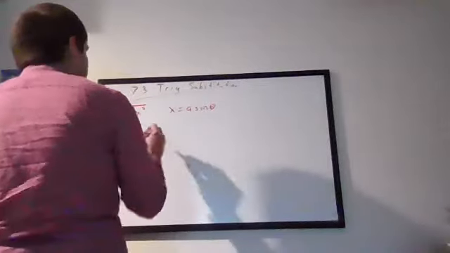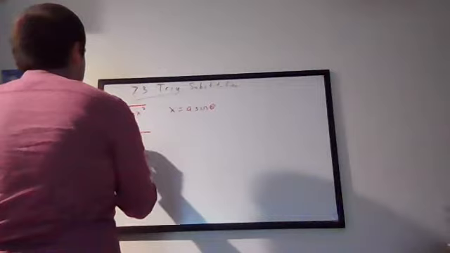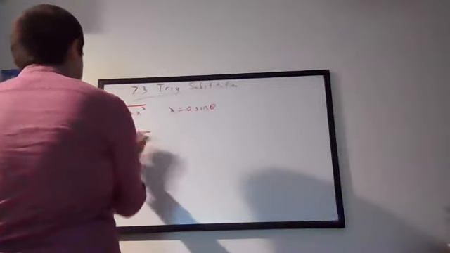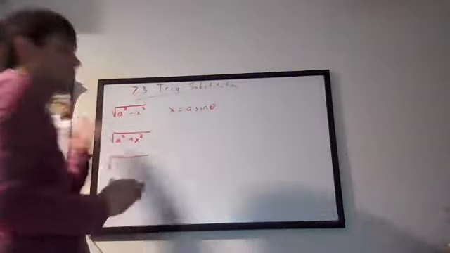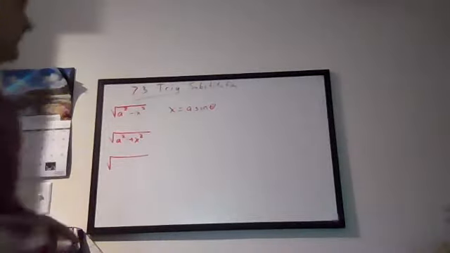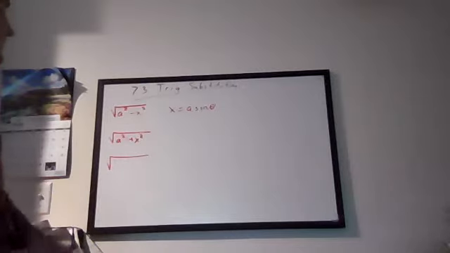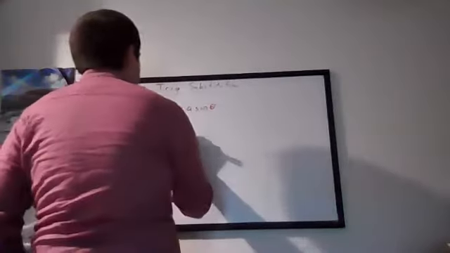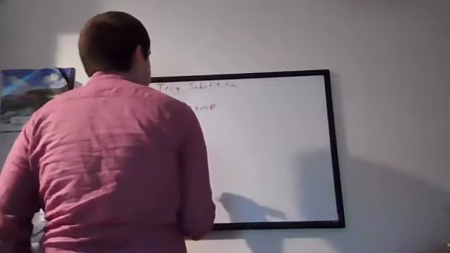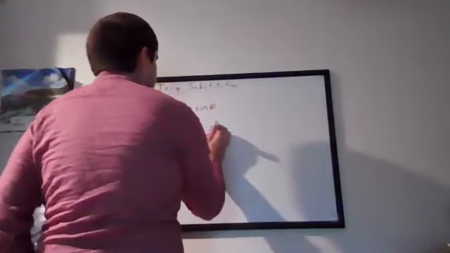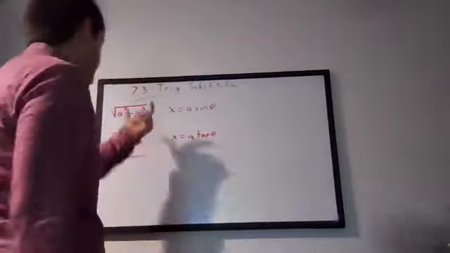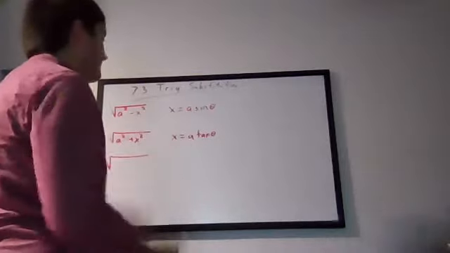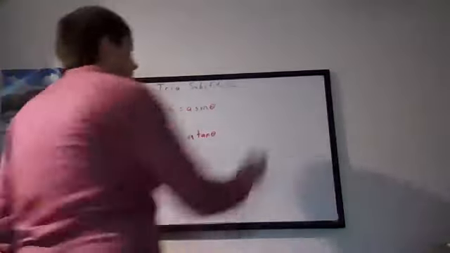Now, the next case is going to be if I have, maybe I'll write it the other way, a squared plus x squared, or x squared plus a squared, it doesn't matter. If I have this, then the trig substitution I need to use is x equals a times tangent theta. Now, why is that? Well, let's think about it. Again, that a is going to be brought out of the radical, and I'm going to be left with 1 plus tangent squared theta.